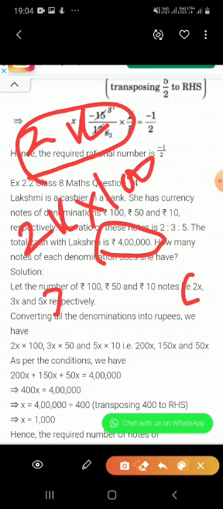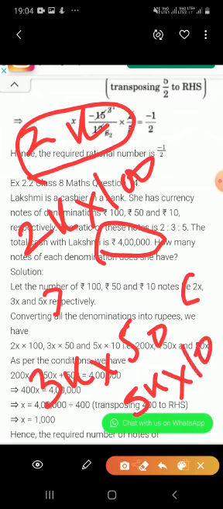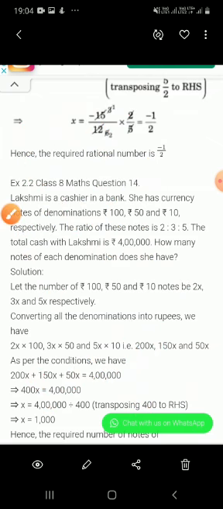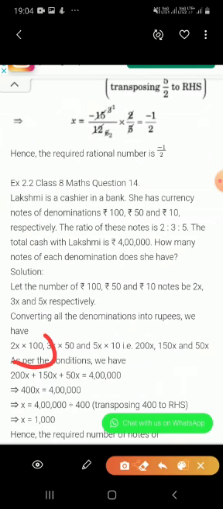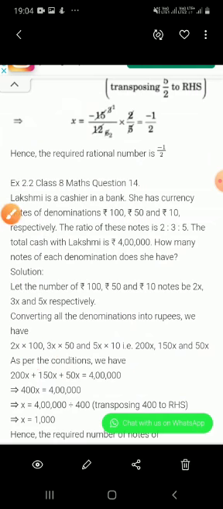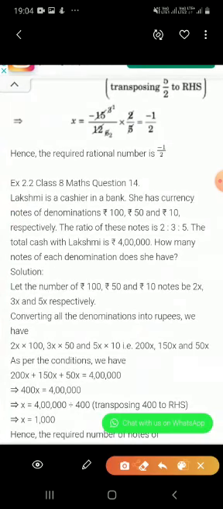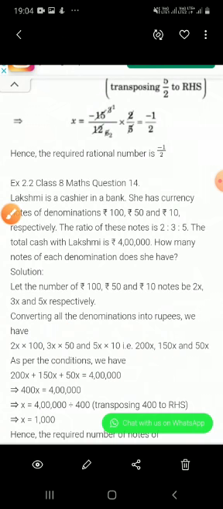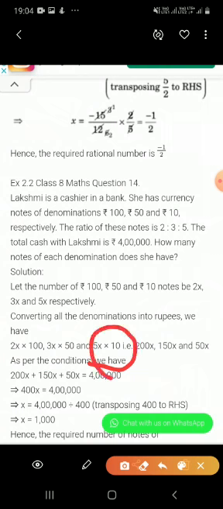Now how many notes have we assumed for 50? 3x. So how much money do we have? 3x into 50. And for 10 rupee notes, it is 5x, so 5x into 10. This will be the amount. Now see, they are saying the total money is 4 lakh. So what is the amount contributed by 100 rupee notes? That is 2x into 100, that is 200x. How much is contributed by 50 rupee notes? That is 3x into 50, that is 150x. How much by 10 rupee notes? That is 5x into 10, that is 50x.